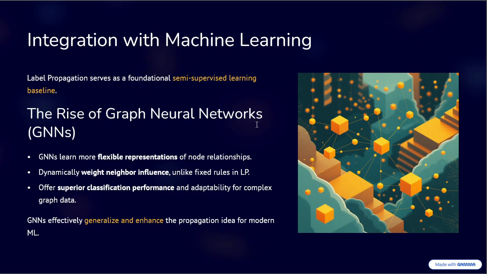Graph neural networks, or GNNs, take this idea much further. Instead of just following fixed rules like majority voting, a GNN actually learns how much weight to give each neighbor. That makes them way more powerful and adaptable. So in a way, GNNs are like the modern, smarter version of label propagation.